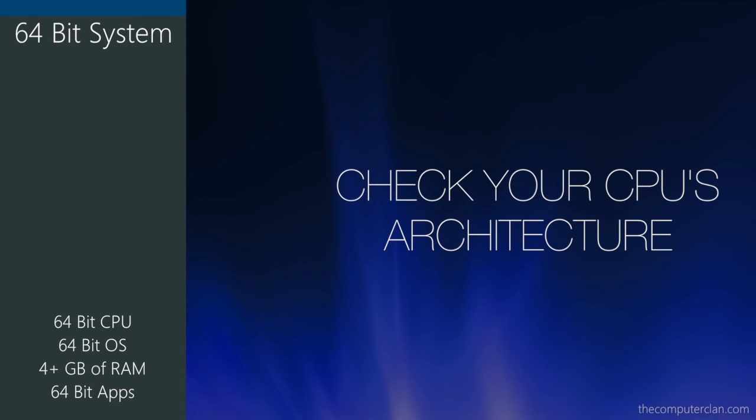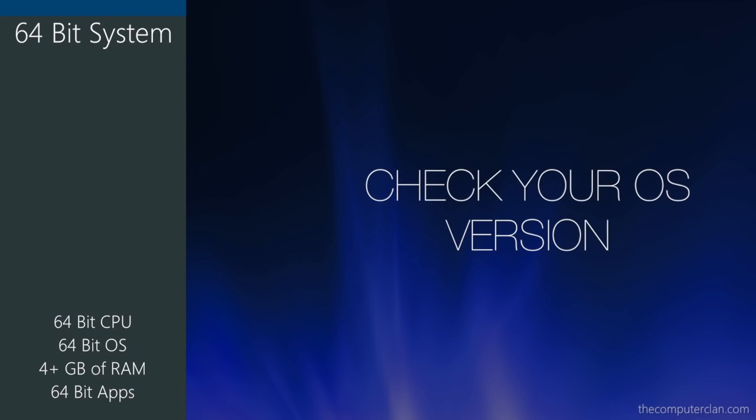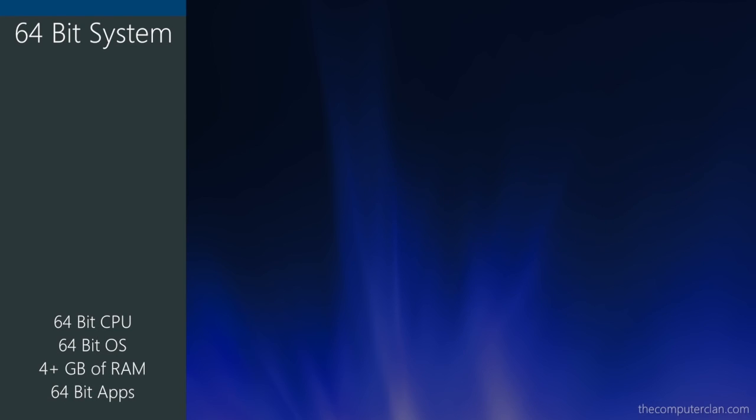The first thing to check is your CPU's architecture. Then check to make sure you are running a 64-bit operating system. It is also recommended that you have over 4 gigabytes of RAM installed if you are going to take advantage of a 64-bit architecture. And also make sure that when you're running an application that it is 64-bit. 32-bit apps will run on a 64-bit system, but you'll only get the true advantage with 64-bit applications.